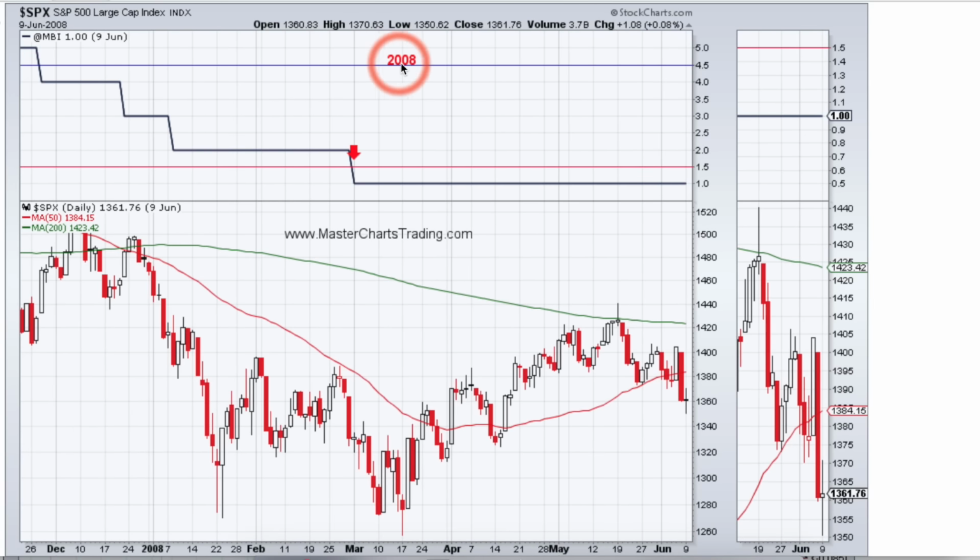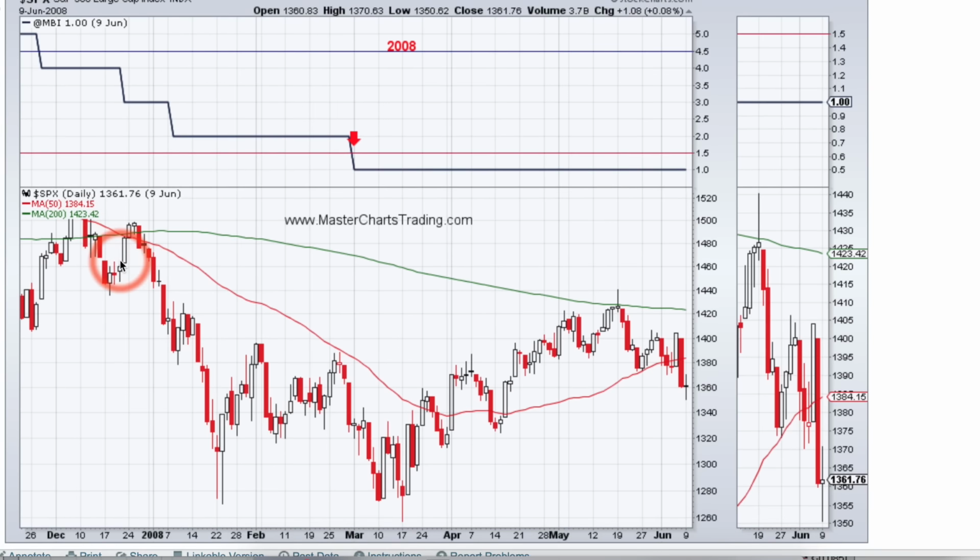Okay, this is a 2008 picture with exactly the same indicators. Again, we had a bearish moving average crossover here in December of 2007. Then we had, I think this was a support break already here. So this was already not a good sign. We had MBI crossing to bearish territory in March of 2008, and then we had a pretty powerful rebound.